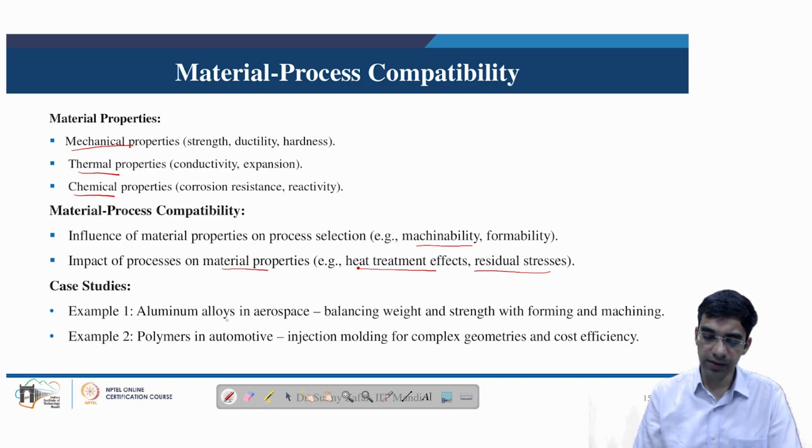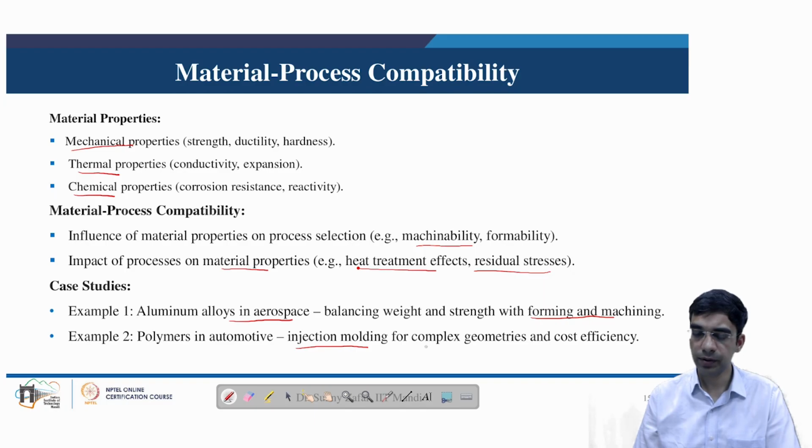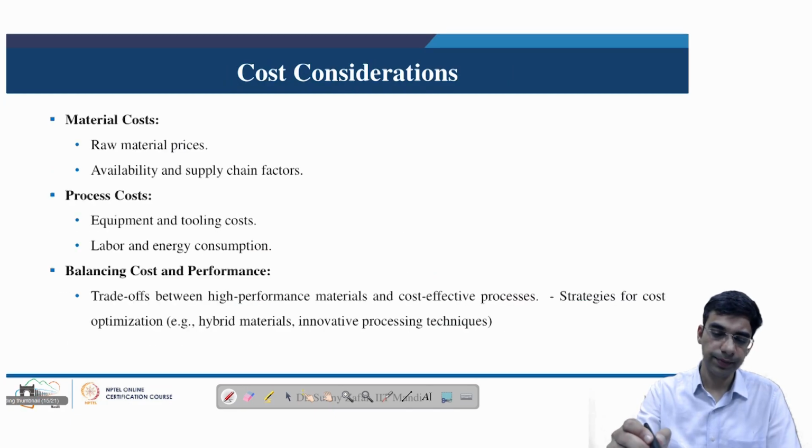For example, aluminum alloys being used in aerospace are widely popular because they balance the lightweight requirement and strength requirement with the capability of being formed and machined easily. Similarly, the use of advanced polymers in automotive applications is because such polymers can be injection molded into complex geometries at a very efficient cost in large economic batch sizes.